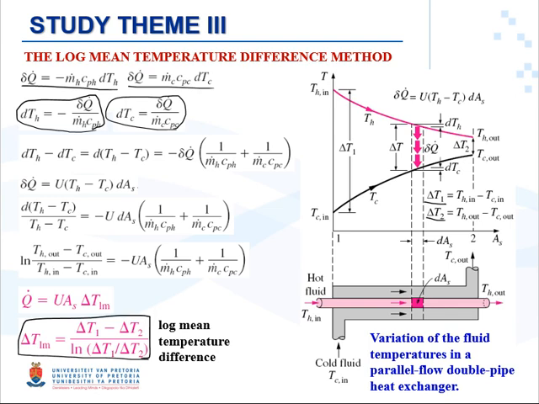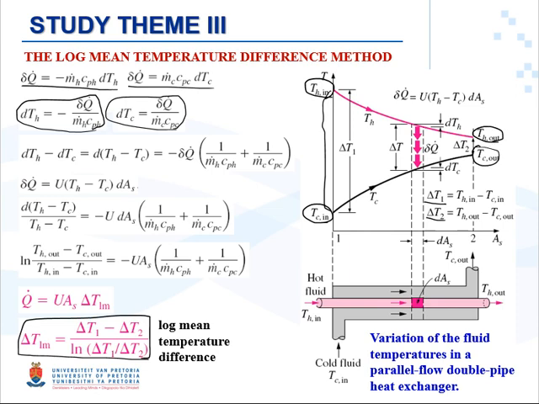But what is delta T1 and delta T2? Here we talked about parallel flow. So for parallel flow, delta T1 is T hot inlet minus T cold inlet, the difference between these two temperatures. And delta T2 is the difference between these two temperatures.